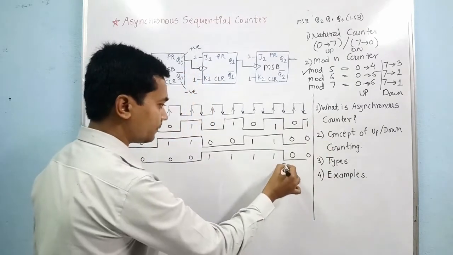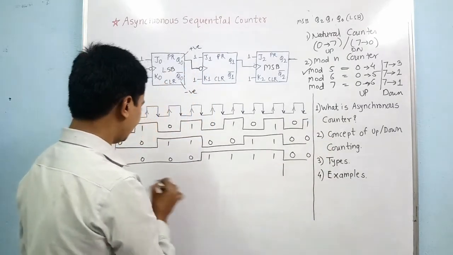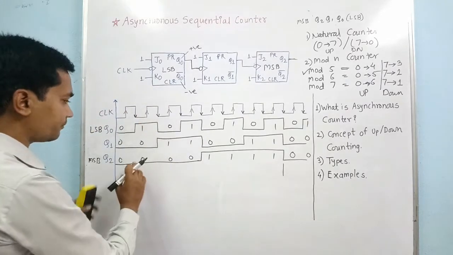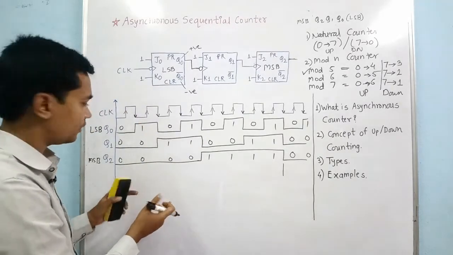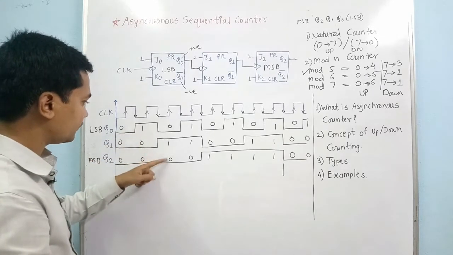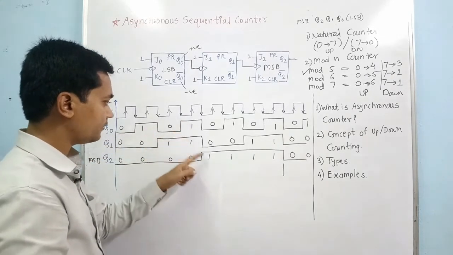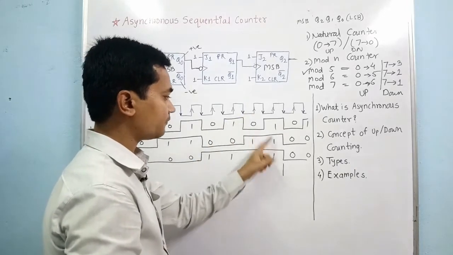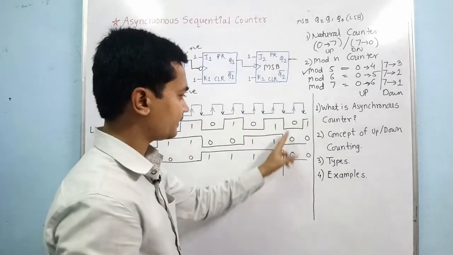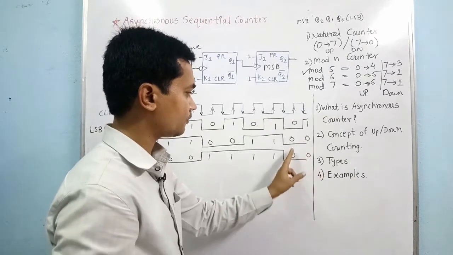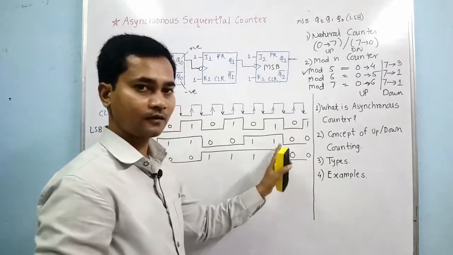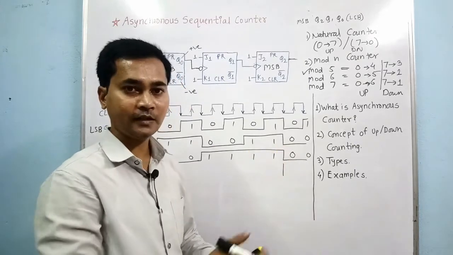Up to this point you can see it is counting in the upward direction: 0 0 0 in binary is 0 in decimal, then 0 0 1 is 1, 0 1 0 is 2, 0 1 1 is 3, 1 0 0 is 4, 1 0 1 is 5, 1 1 0 is 6 and 1 1 1 is 7. Again the sequence restarts, that is 0 0 0. This is how the natural counting is done.